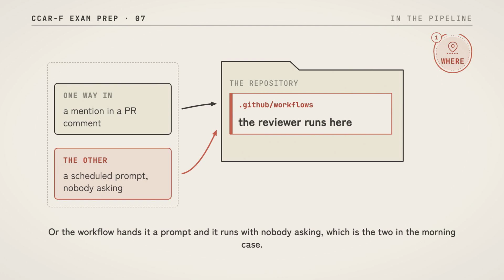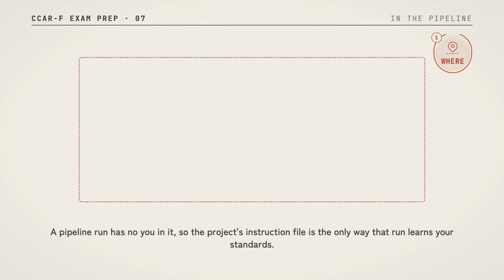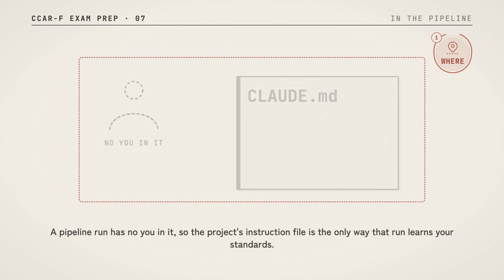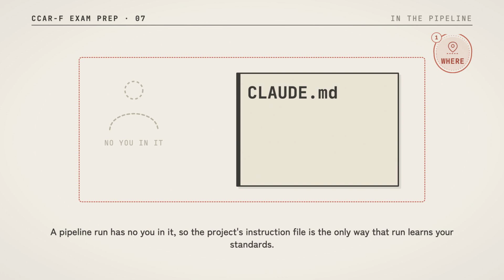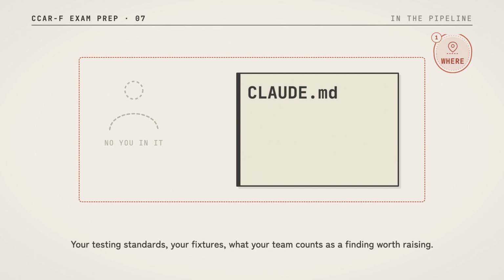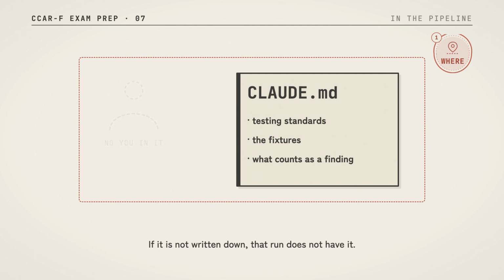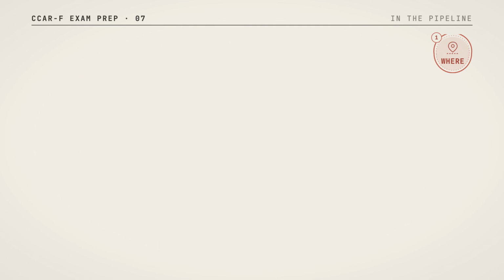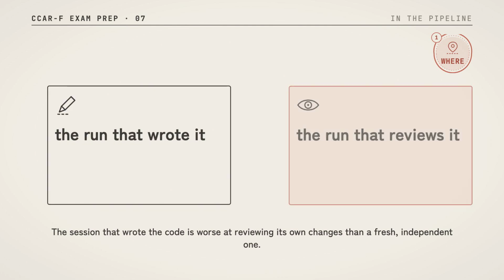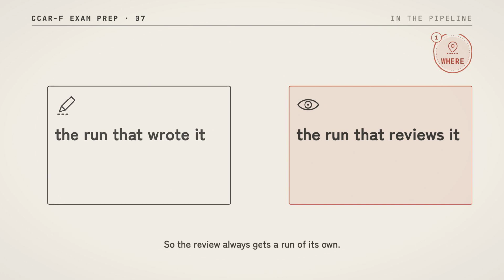A pipeline run has no you in it, so the project's instruction file is the only way that run learns your standards. Your testing standards, your fixtures, what your team counts as a finding worth raising. If it is not written down, that run does not have it. The session that wrote the code is worse at reviewing its own changes than a fresh, independent one. So the review always gets a run of its own.